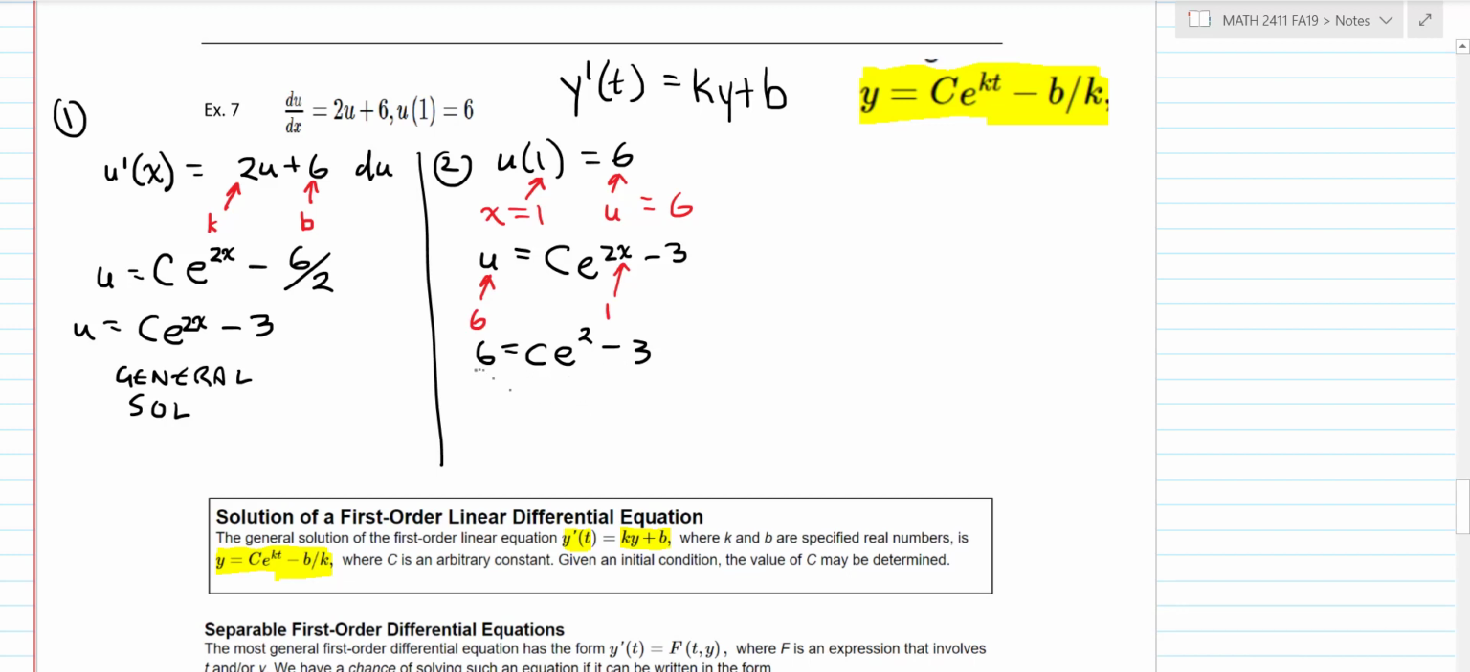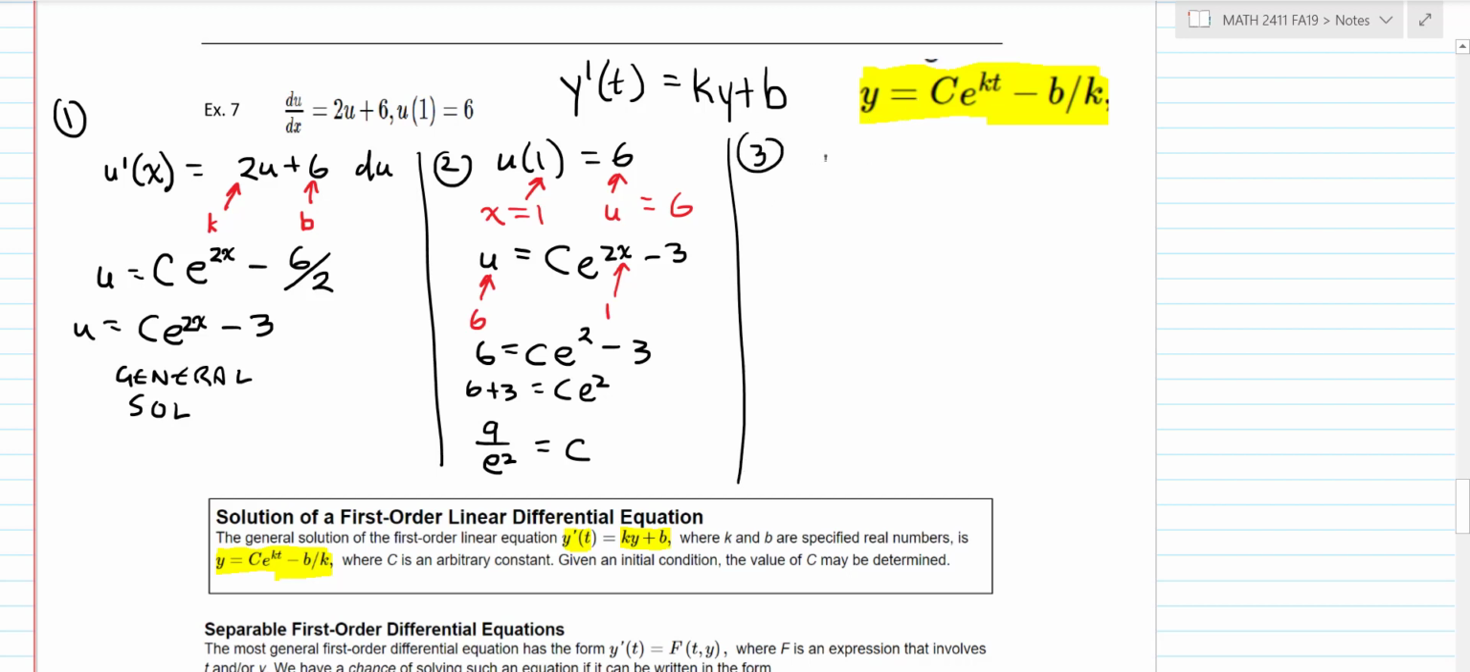Okay, so I'll just move the 3 over to this side, so I get 6 plus 3 equals c e to the second. Then I can divide by e to the second, so I get c is equal to 9 over e to the second. Okay, so now I'm ready to just put the answer together.